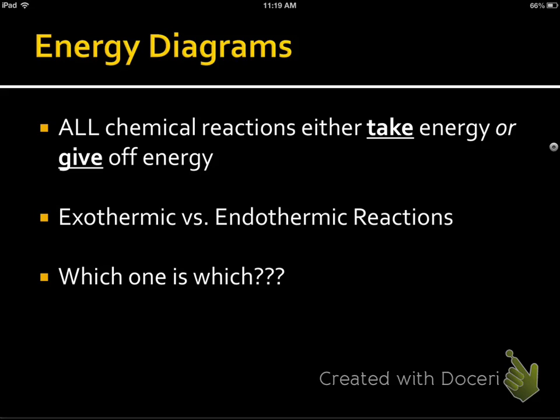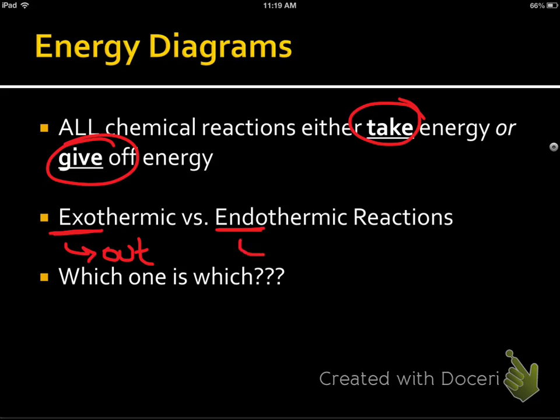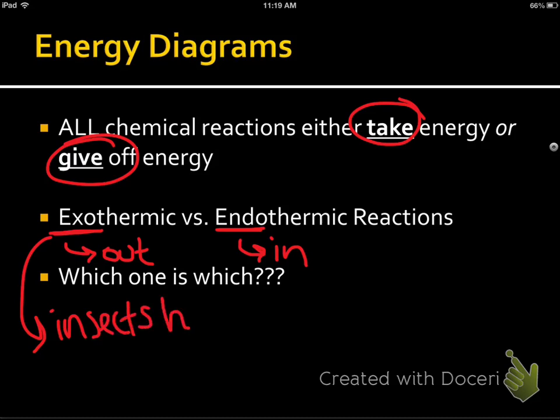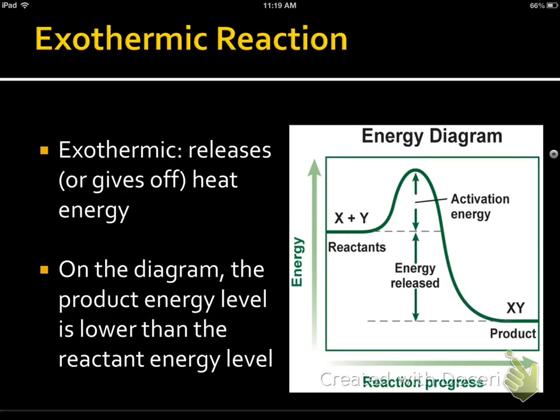So energy diagrams, all chemical reactions are either going to take energy or give off energy. So we have two terms, exothermic versus endothermic. So let's think about the words. Exo means out. Endo means in. So exo, think about like insects have exoskeletons, which is why they're crunchy when you step on them. Or something like a crab or a lobster, they have exoskeletons. So exo means out.